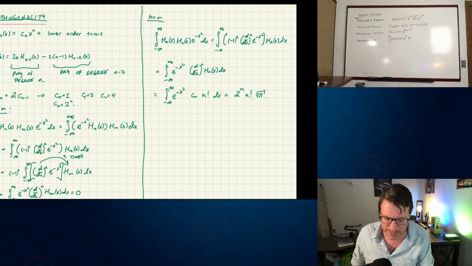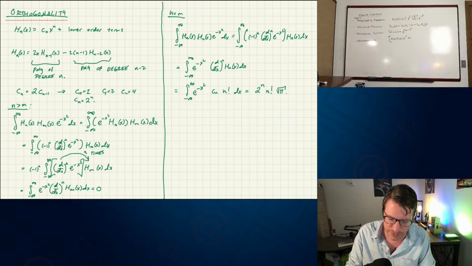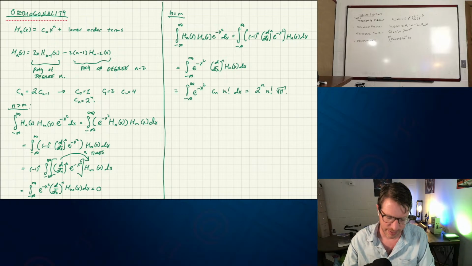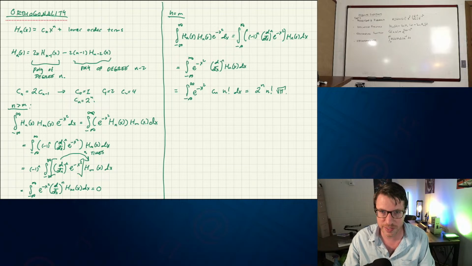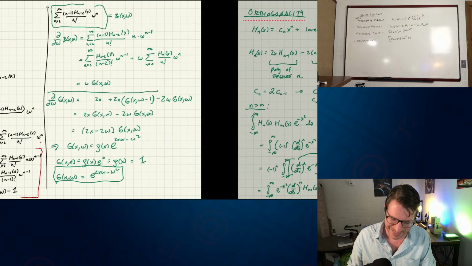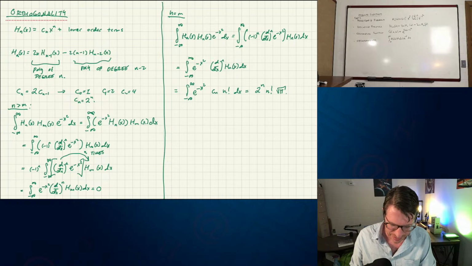So if we want to normalize these for integration, then what we need to do is just divide by that, which is pretty nice. Okay, cool. So that's orthogonality. This is sort of the nuts and bolts of Hermite polynomials, and the whole idea is that you work these out so you can do other arithmetic with them. This is the boring stuff, but it's still kind of fun to figure out and play with.